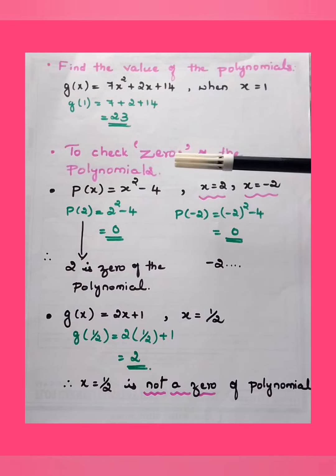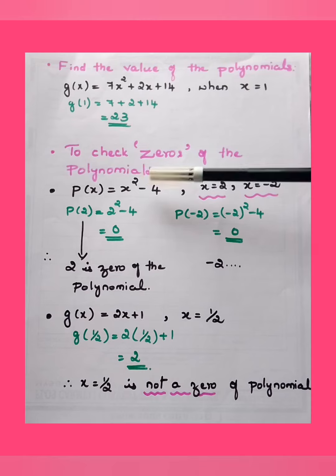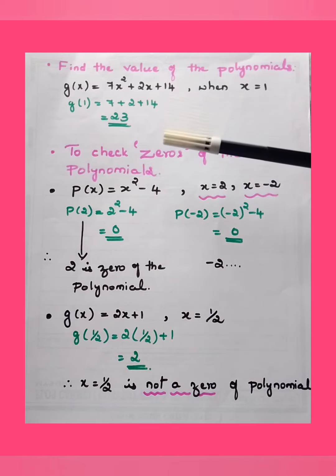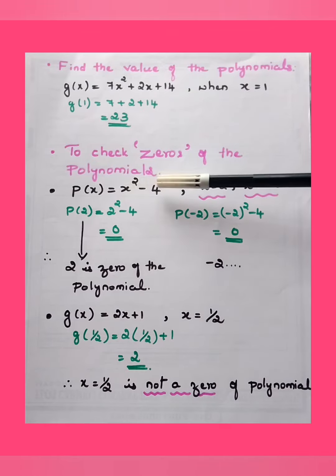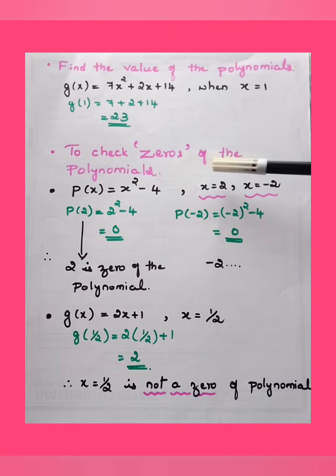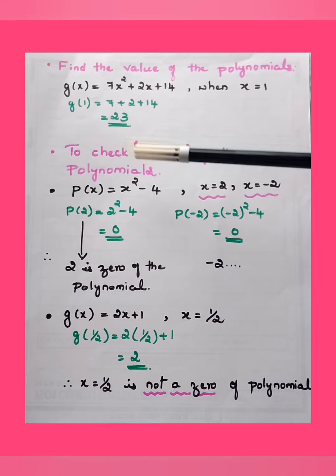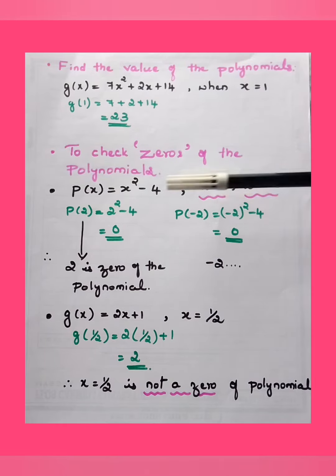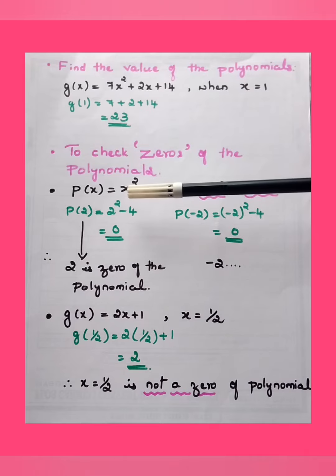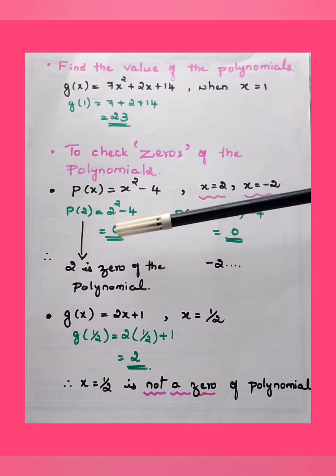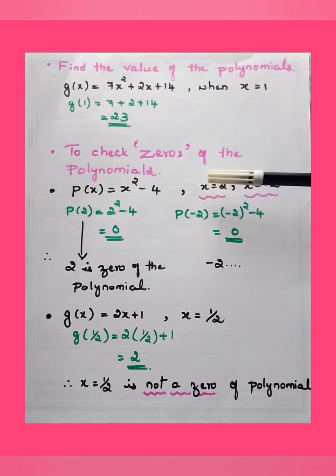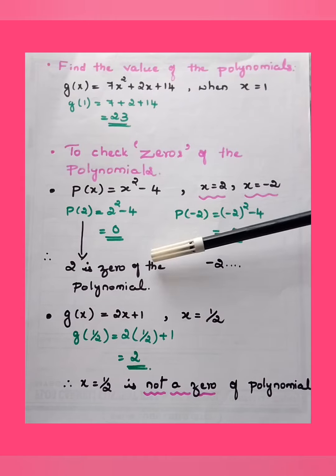The questions will be: check whether x is equal to 2 and x is equal to minus 2 are the zeros of the polynomial. Means a polynomial will be given and some x values will be given. We have to check whether those x values are zeros of the polynomial. It is very simple to check. Remember, substitute the value of x in the polynomial, and if you get the answer as 0, therefore the given number x is equal to 2 is a zero of the polynomial.